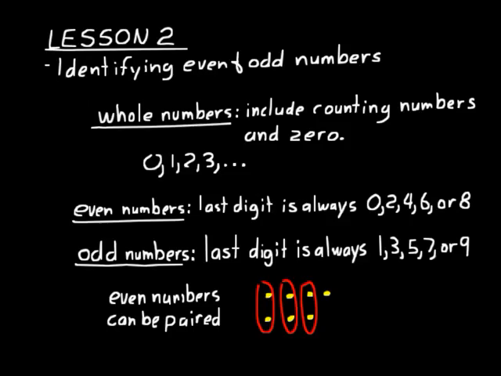For example, if we had 4 dots, 1, 2, 3, 4, we can pair that. There's a pair and there's a pair. So we have two pairs there. Even numbers can be paired, odd numbers cannot.